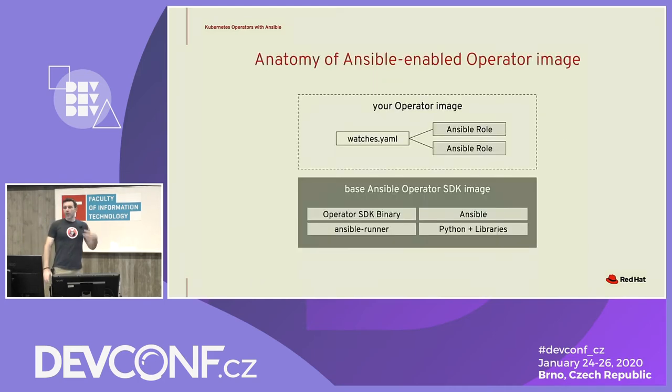So for you as a developer, all you have to do is worry about what is in that white box up there. Create that watches file, write your Ansible automation. By using the Ansible Operator SDK, you get everything you see in the gray box for free. That's part of the build process. You don't think about it. You just run it, and you're good to go. And this all gets put together into one container that you can deploy that works as an operator in managing your app.